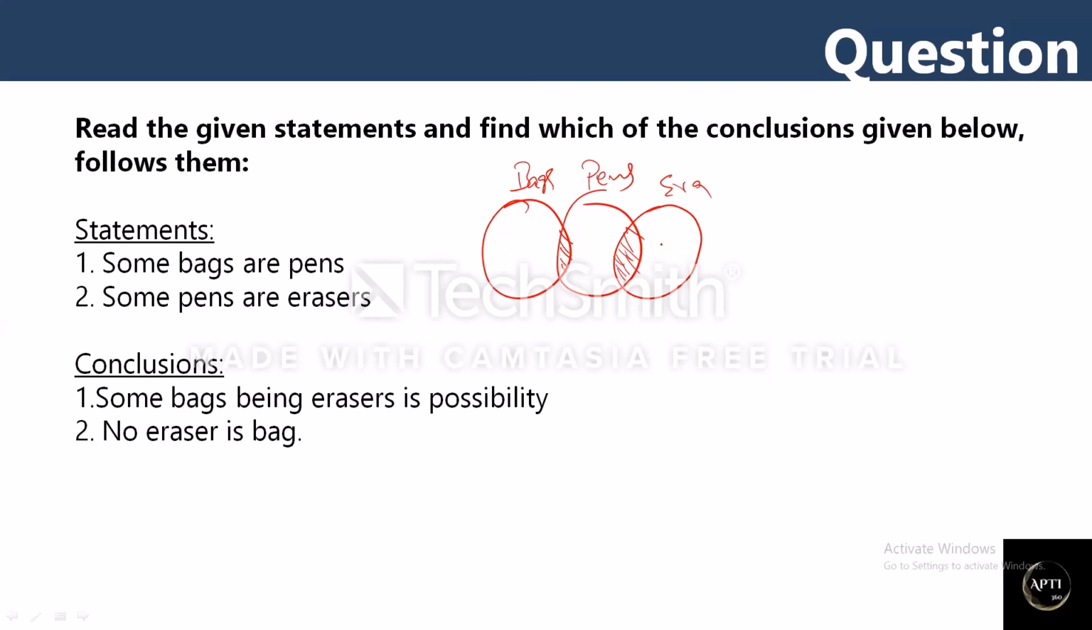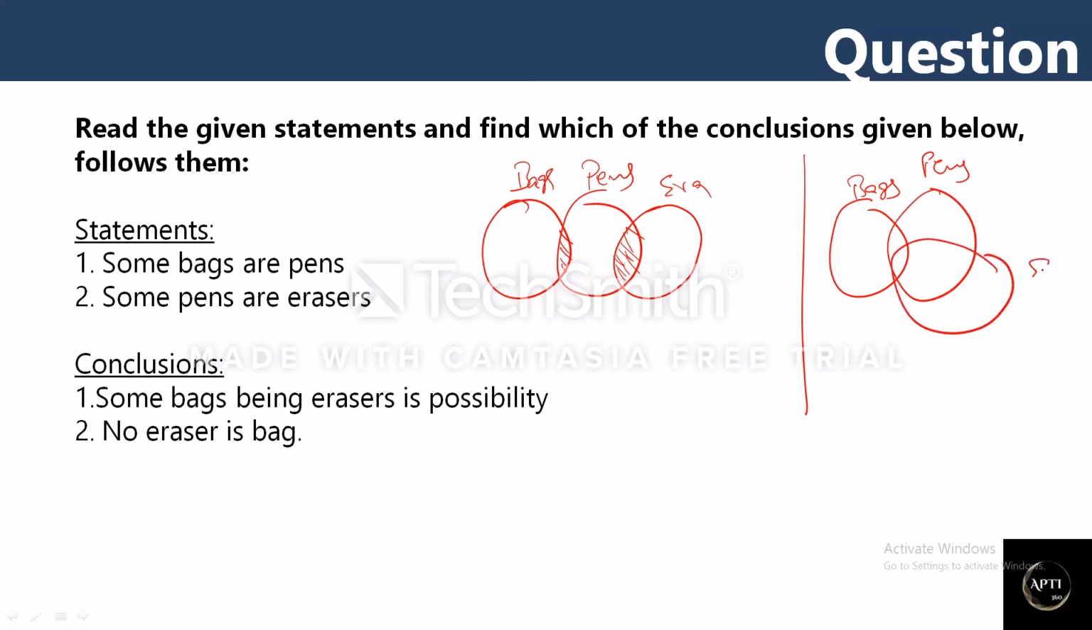Now the maximum case, how can I draw it? If you observe the maximum case, here is the bag, and some part of the bag is pens. Now some part of pens is erasers. Some pens are erasers means in this case I am disturbing the bags circle also with erasers. Erasers is disturbing the bags circle. Now, some bags being erasers is a possibility. Again they have given a possibility. These questions are taken from various competitive exams, so here they are giving some bags being erasers as a possibility.